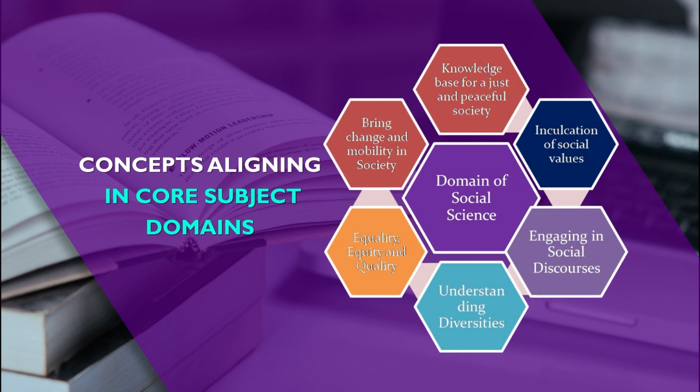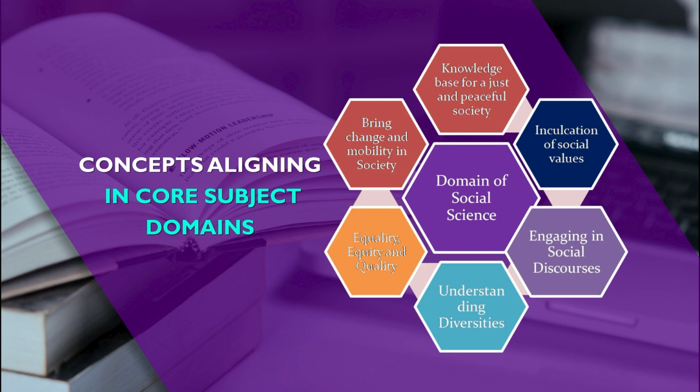And when we talk about social science, here it is based upon the knowledge best for a just and peaceful society. So how to establish a peaceful society. Peace education is included for developing such attitudes, such values among the students. Then inculcation of social values. Then engaging in social discourses, different social discourses in cultures, in traditions, in different social activities, social happenings.